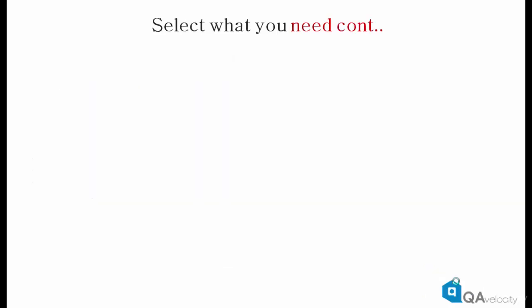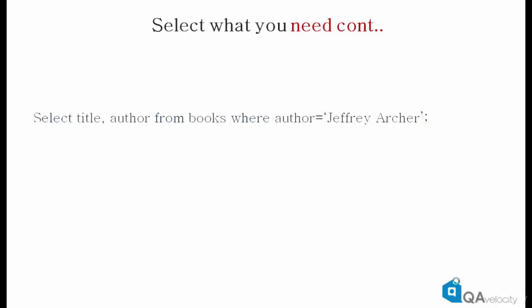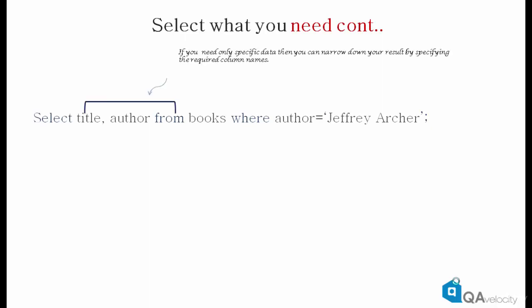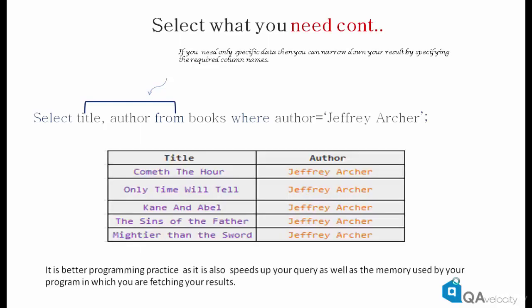So star shows all the columns of a table. Is there any way where we can only get the columns that we actually require? Yes, of course, you can just write the names of the columns which you want to show in your result. Here in our query, we have retrieved the title and author from the books table. And in our result, we will only get the columns which we have mentioned in select. So it is better programming practice, as it also speeds up your query as well as reduces the memory used by your program.